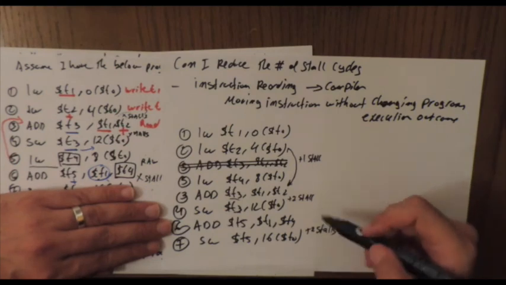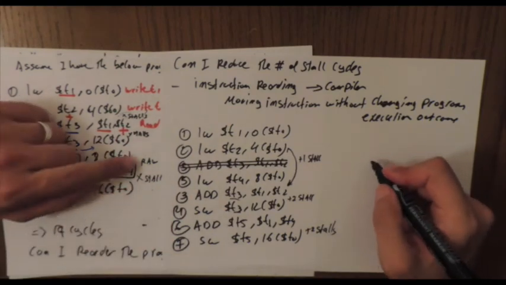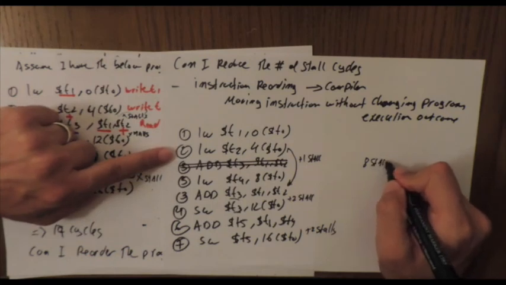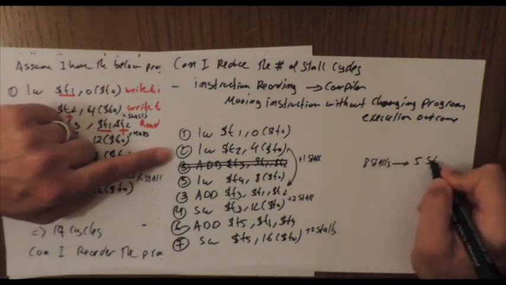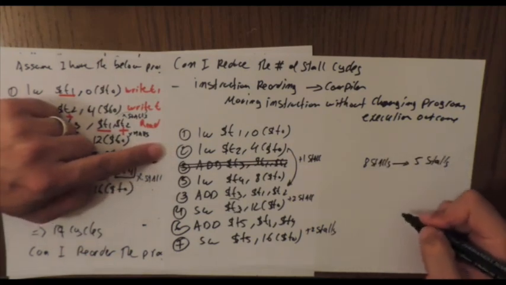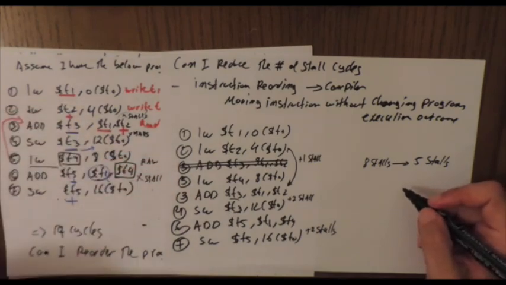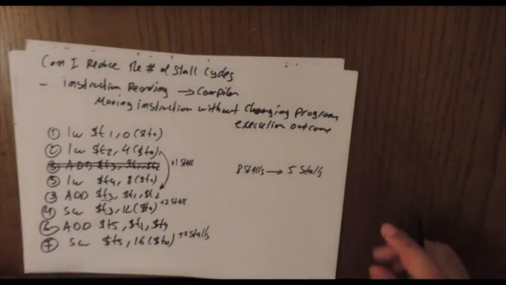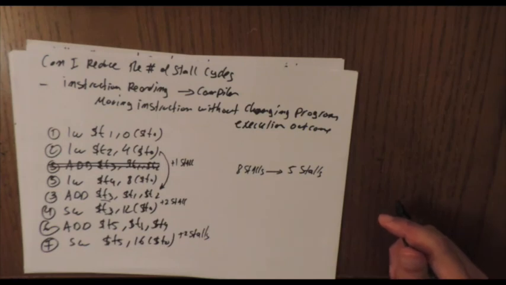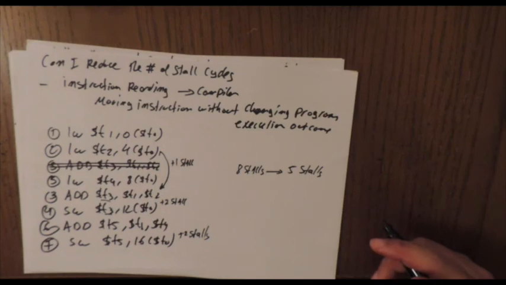So we went from actually having 8 stalls to having just 5 stalls using instruction reordering. So we were successful in removing 3 stalls. This is one major advantage that we can use to reduce the number of stall cycles. Of course, there are many techniques such as forwarding that we will use in order to reduce further the number of stall cycles, and this is what we will explain in the next lecture.